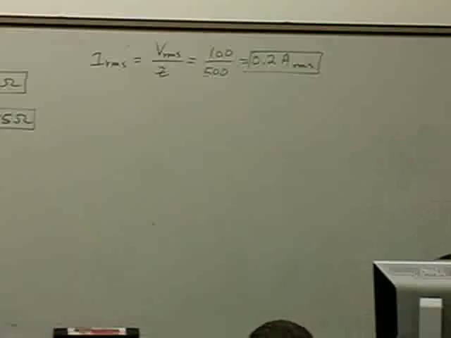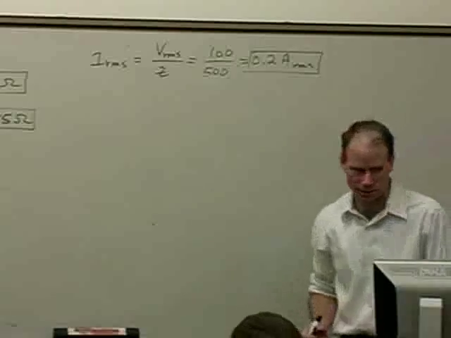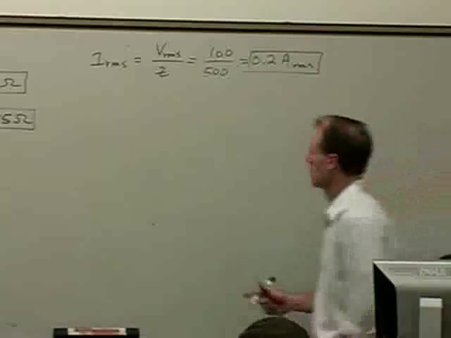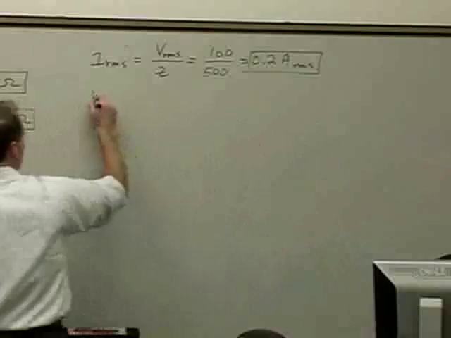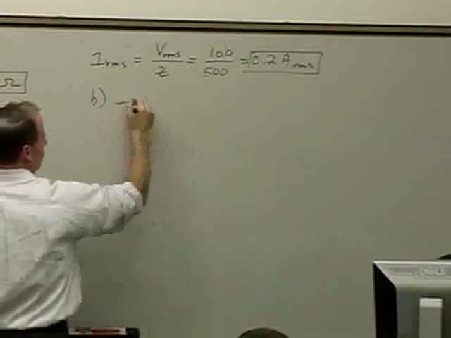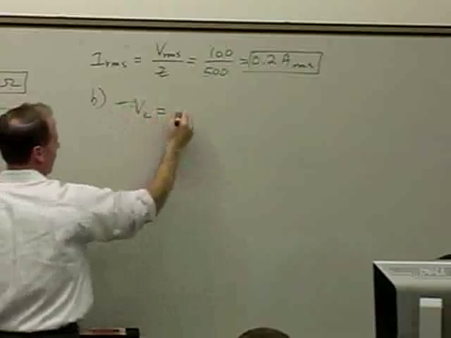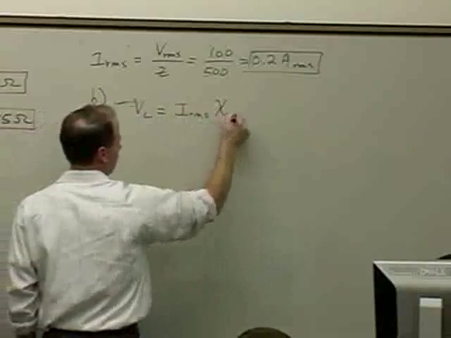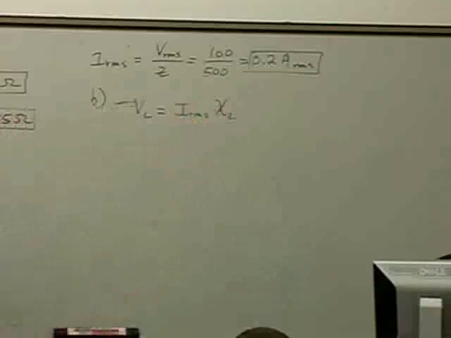We want to find the voltage drop across the inductor. It says use RMS current. So if you're asked for the voltage drop across anything, please use the RMS current. What we need to do to find the voltage drop across the inductor is take the RMS current times the inductive reactance.